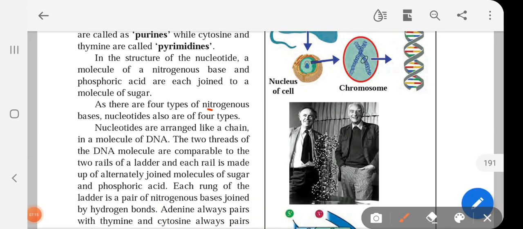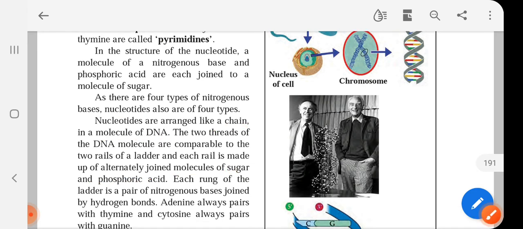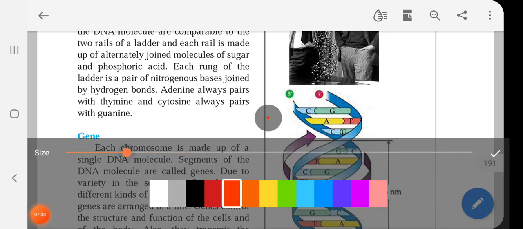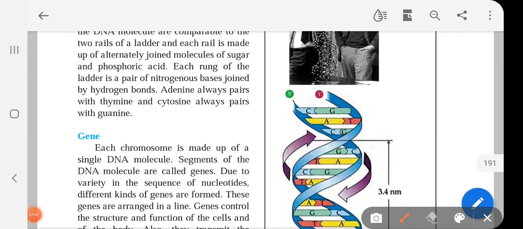In DNA, there are 4 types of nitrogenous base. Nucleotides are also 4 types. Nucleotides are arranged like a chain in a molecule of DNA. The 2 threads of the DNA molecule are comparable to 2 rails of a ladder, and each rail is made up of alternately joined molecules of sugar and phosphoric acid. Each rung of the ladder is a pair of nitrogenous bases joined by hydrogen bonds.